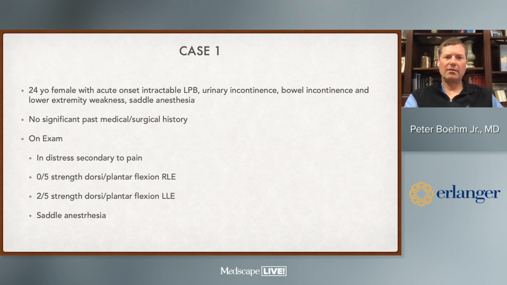Overall, very healthy woman without any significant past medical surgical history. On exam, she was in a significant amount of distress secondary to pain, as well as the current situation. It's a very scary event to start losing these types of function at any age, but much less at 24 years old. She had 0 out of 5 strength in her dorsal and plantar flexion on the right. She had 2 out of 5 strength in her dorsal and plantar flexion on the left lower extremity, and she had saddle anesthesia. This is a surgical emergency.